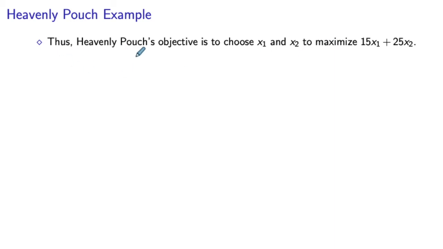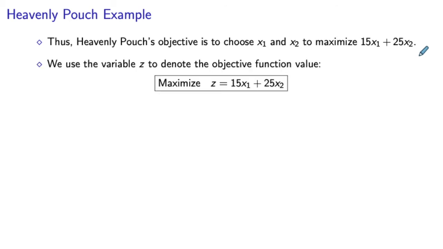More specifically, we want to choose x1 and x2 values that will maximize this objective function that is given by 15 times x1 plus 25 times x2, and we typically use z to denote the objective function value. So the way we formulate it, we say maximize z equal to 15 times x1 plus 25 times x2, and this variable z is kind of reserved for the objective value in linear optimization. So typically when we say z, by default this means that we are talking about the objective function value.